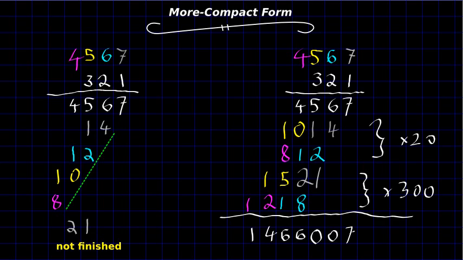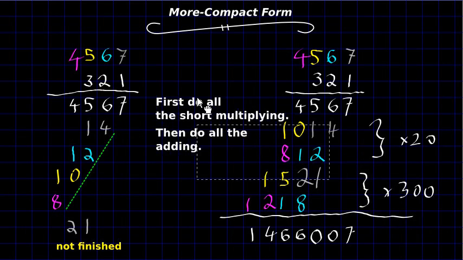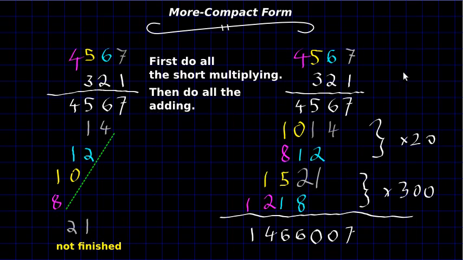Let's have a couple remarks here. First of all, part of the strategy we're following says first do all the short multiplying, then do all the adding. So here are all the short multiplication products laid out nicely, and after we're through with all that, we do the adding. And that turns out to be important. It makes the algorithm more efficient. It also makes it easier to check, as we will discuss in a couple of slides. It also helps to keep things lined up, as we discuss on the next slide.